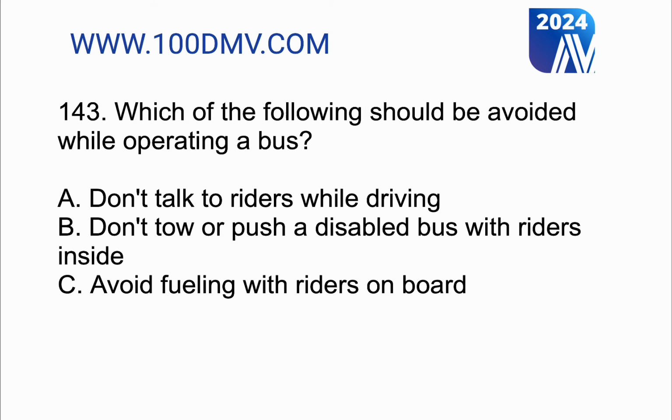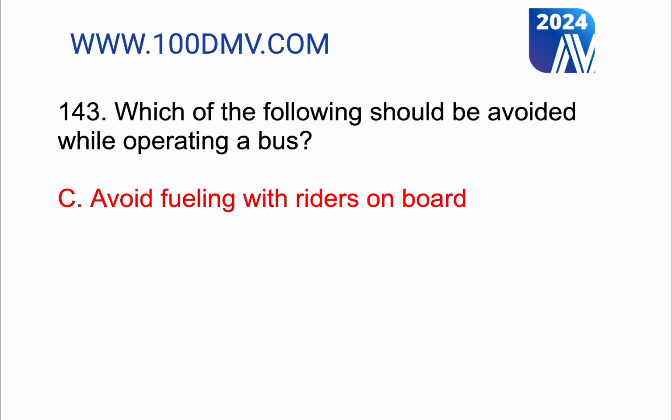143. Which of the following should be avoided while operating a bus? A, don't talk to riders while driving. B, don't tow or push a disabled bus with riders inside. C, avoid fueling with riders on board. The correct answer is C, avoid fueling with riders on board.